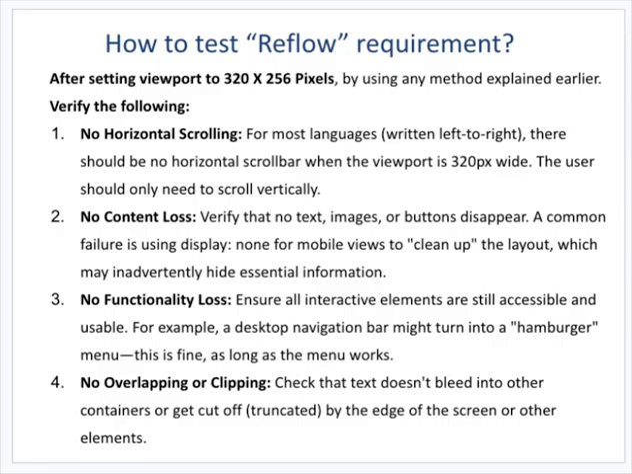Number 3, no functionality loss. Ensure that all the interactive elements are still accessible and usable. For example, a desktop navigation bar might turn into a hamburger menu. That is fine as long as the menu works. So the idea is that you can move the functionality under another menu, but make sure that it is available in reflow mode and is accessible. There should be no functionality loss due to that.